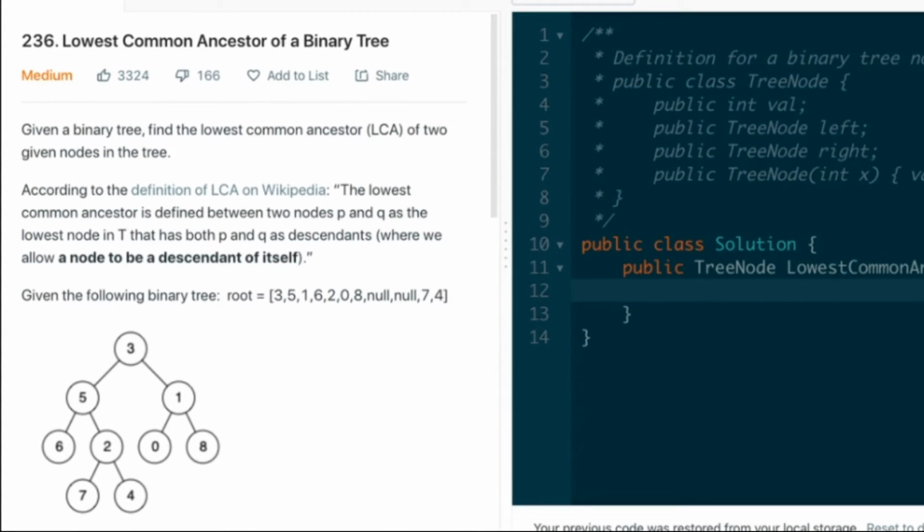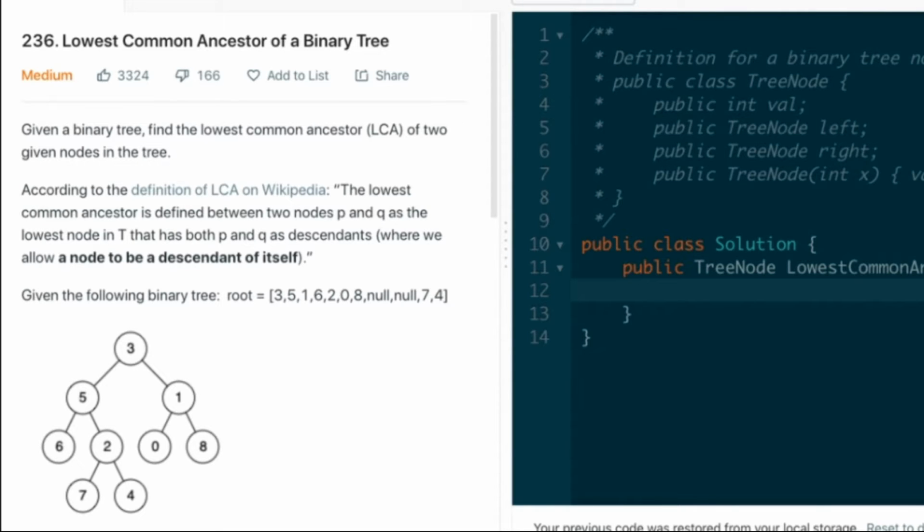Hey guys, today LeetCode 236, lowest common ancestor of a binary tree. Given a binary tree, find the lowest common ancestor of two given nodes in the tree. According to the definition of LCA on Wikipedia, the lowest common ancestor is defined between two nodes, P and Q, as the lowest node in T that has both P and Q as descendants, where we allow a node to be a descendant of itself.